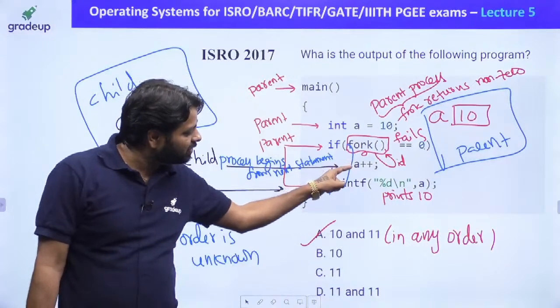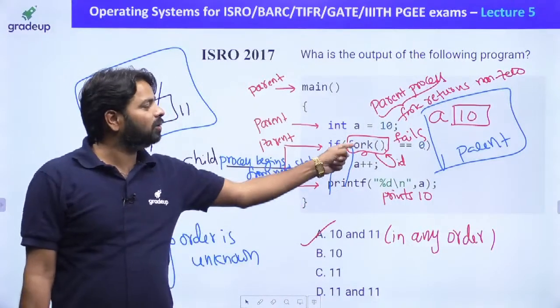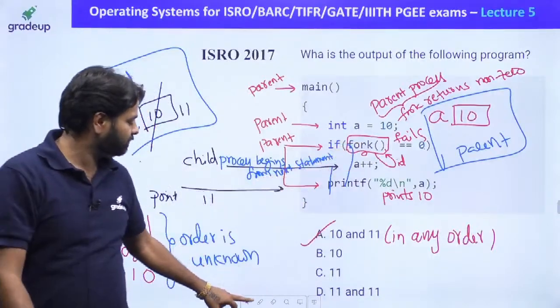Because the child started executing from here. Because the parent told it to execute from the next statement.